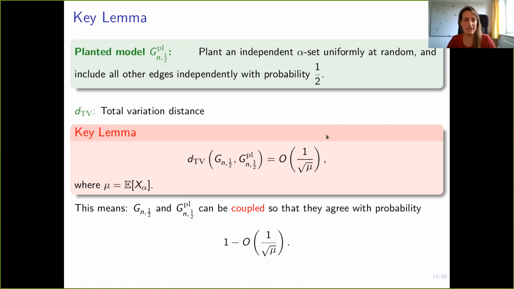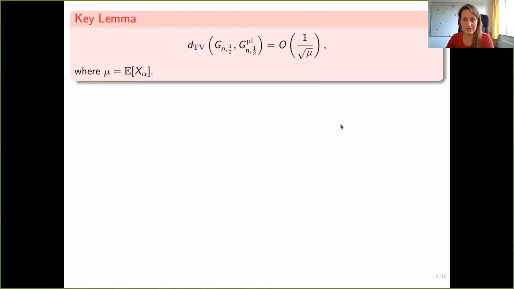Now, if you just believe me and don't want to follow through the proof, then please bear with me and you can start paying attention again after this slide. Okay, so how do you actually prove this?